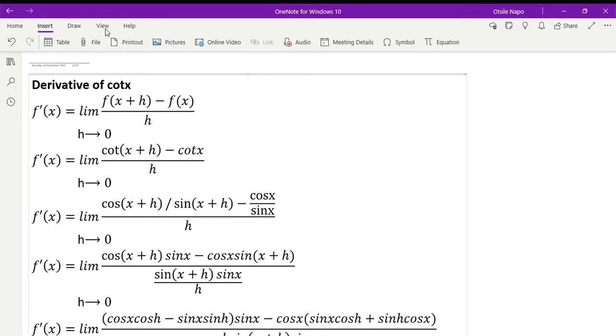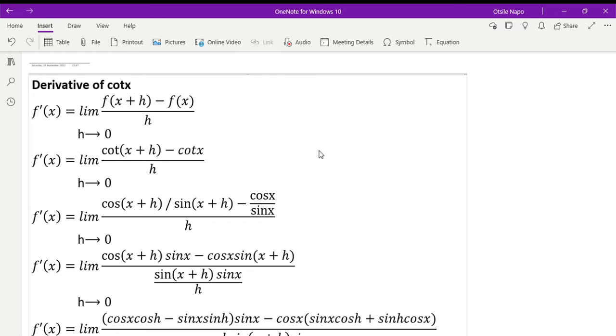It's Napoleon. We are still on derivative. We are finding the derivative of cotangent. So we are still applying the rules or the principle or definition of derivatives, or using what we call first principle, in deriving cotangent of x.